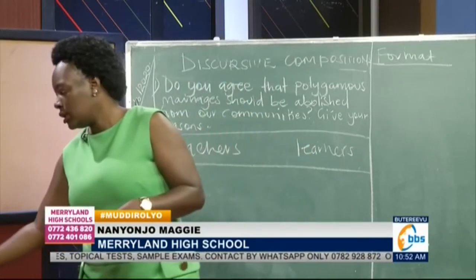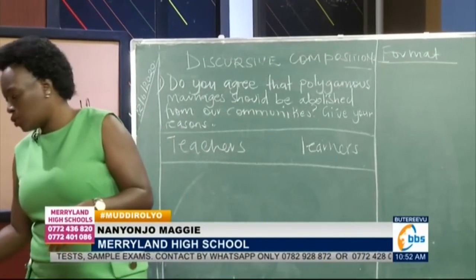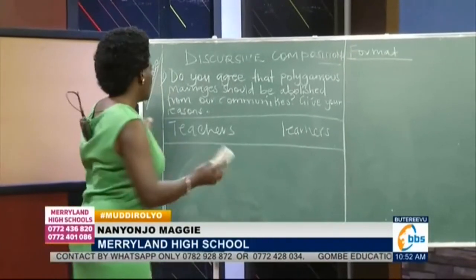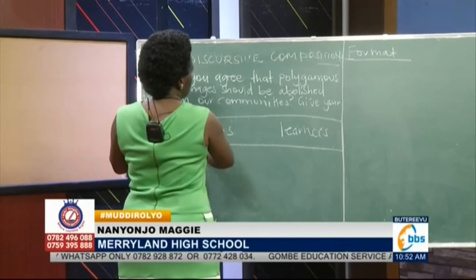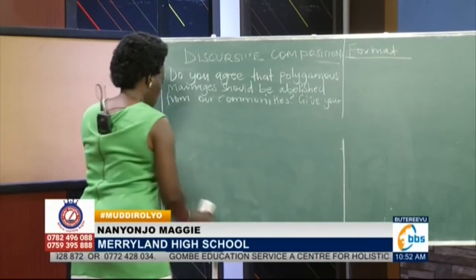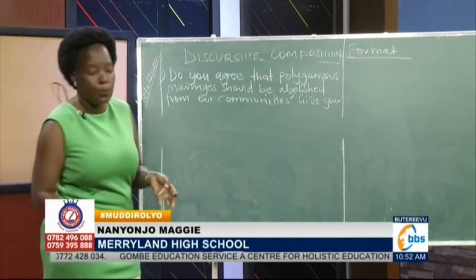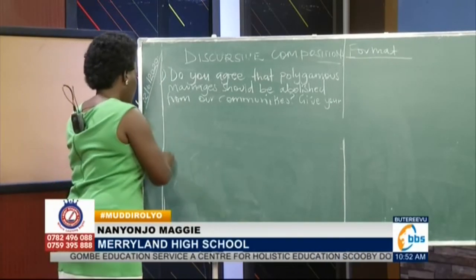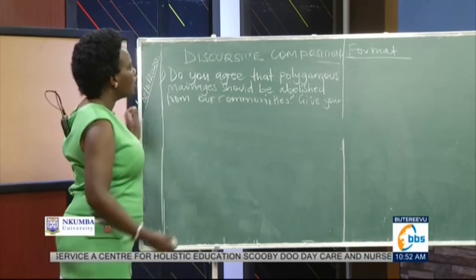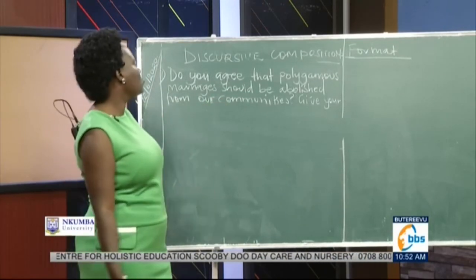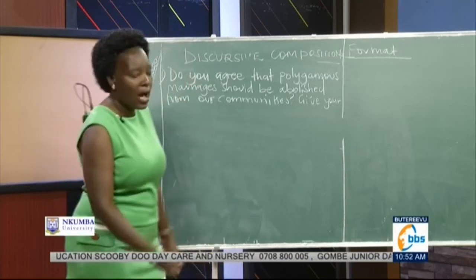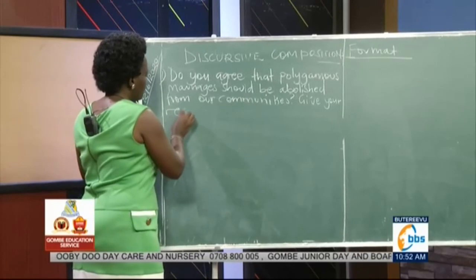The conclusion. So as we try to conclude our lesson, I think if you've taken some screenshots, that will help you to make your revision. I want you to look at our first question that we had. Do you agree that polygamous marriages should be abolished from our communities? Give your reasons.